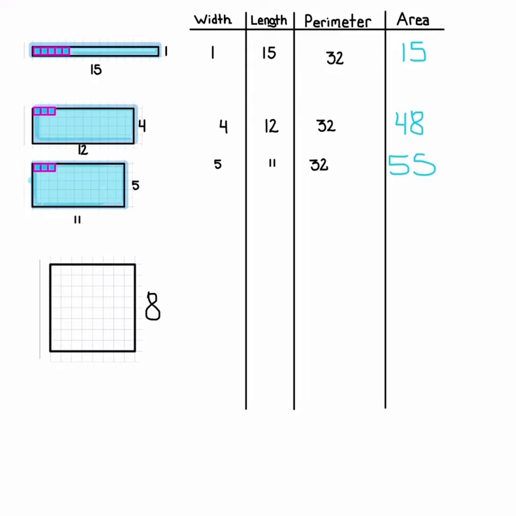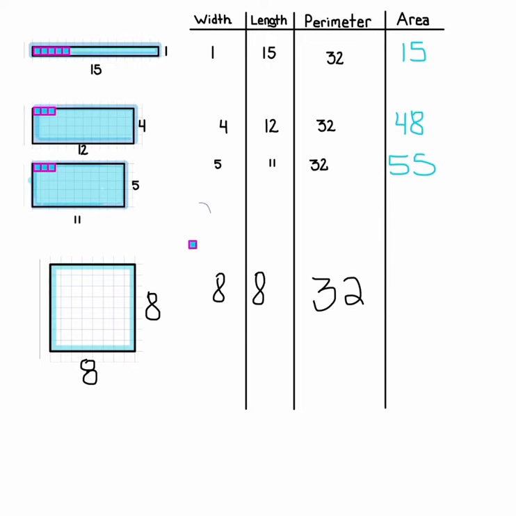So let's create a square. To create a square, we need the length and the width to be the same. So that bottom rectangle, 5, I'm going to add 3 and 11, subtract 3, so I end up with 8 by 8. Let's just verify that we still have 32 all the way around. 8 plus 8 plus 8 plus 8 is 32.